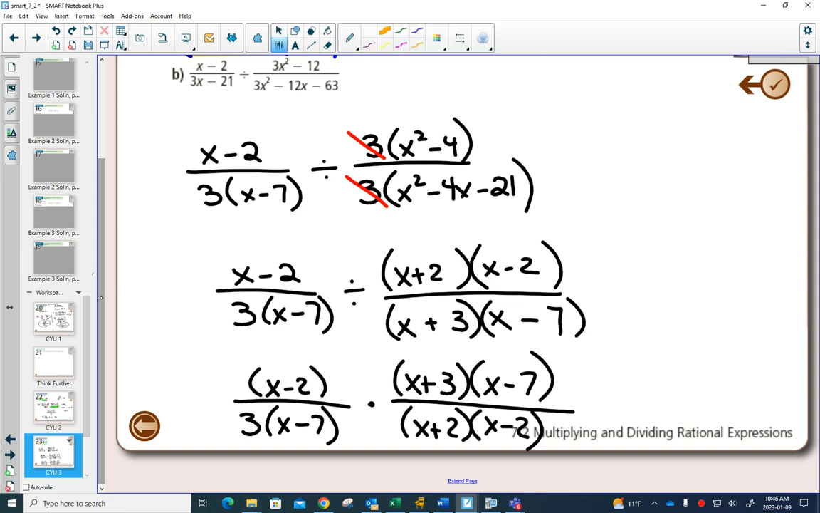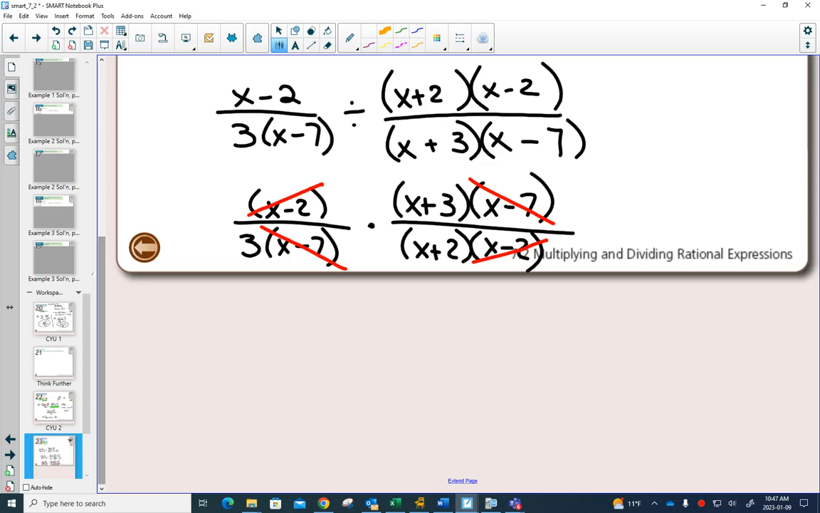Do I have factors that are identical? Yes. x minus 2 and x minus 2. I have x minus 7 and x minus 7. What am I left with? I'm left with x plus 3 on the top. It's the only thing there. And I'm left with a 3 and an x plus 2 on the bottom. The factors are different now. Nothing can cancel out those x's. Can't cancel out the 3's, because that 3 on the bottom is grouped together with the x plus 2. That makes it one factor.